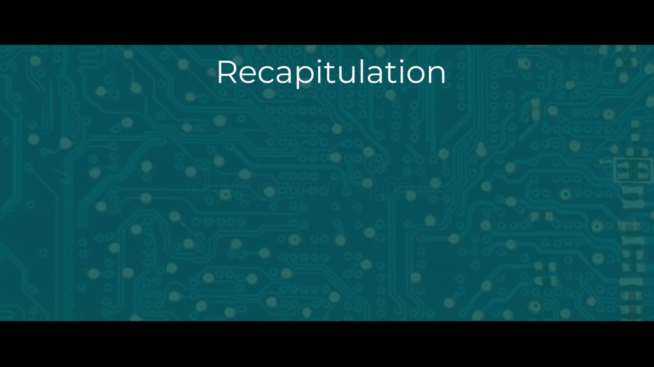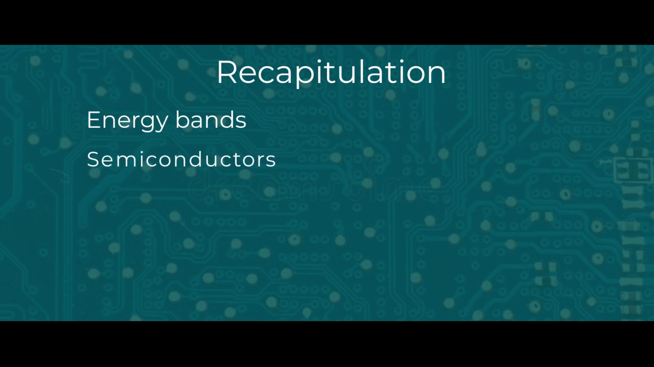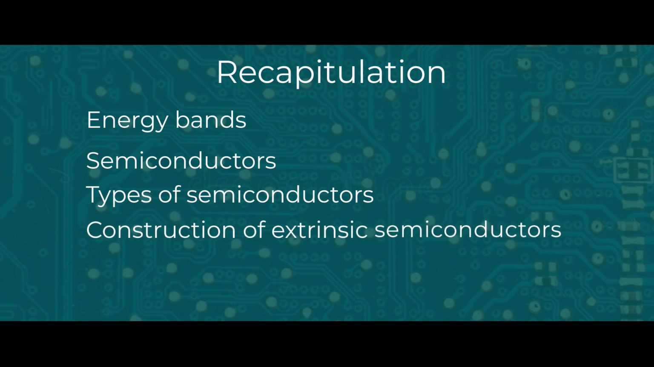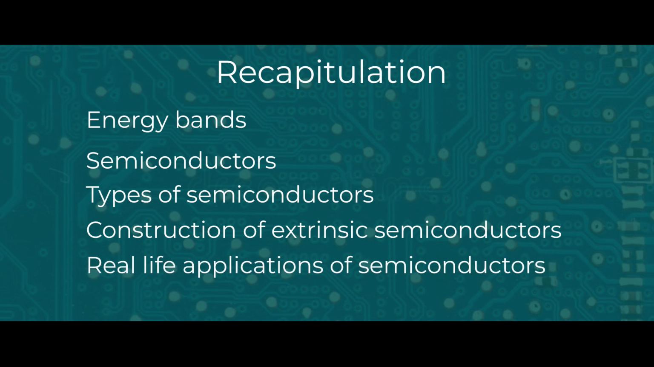Let's recapitulate. We learned about energy bands. We learned about different types of semiconductors. We also learned about the construction of different types of semiconductors like n-type and p-type, what they consist of, and we learned about the applications of extrinsic semiconductors in our day-to-day life.